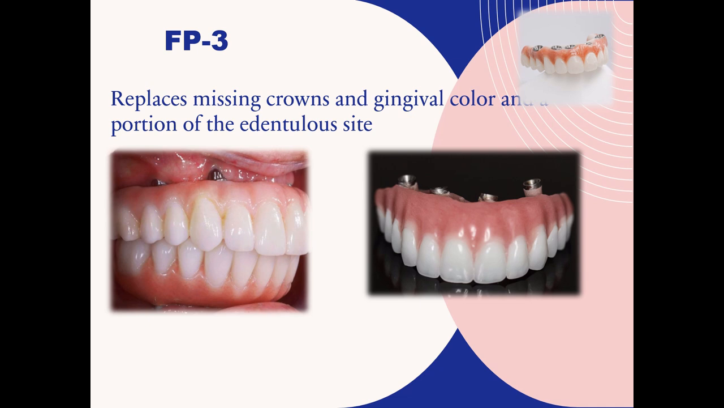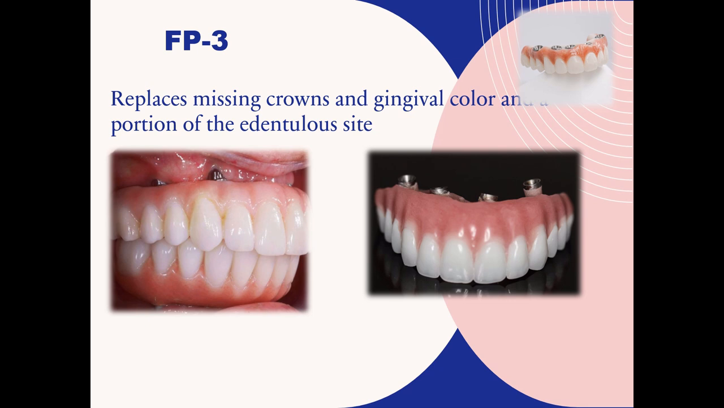So when there is a case when patient is having a high smile line and the cervical area is visible, then in that case we can opt for an FP3 prosthesis rather than FP2 prosthesis, because FP2 are having elongated crowns, so will have an unaesthetic appearance. So in such cases you can opt for an FP3 prosthesis.